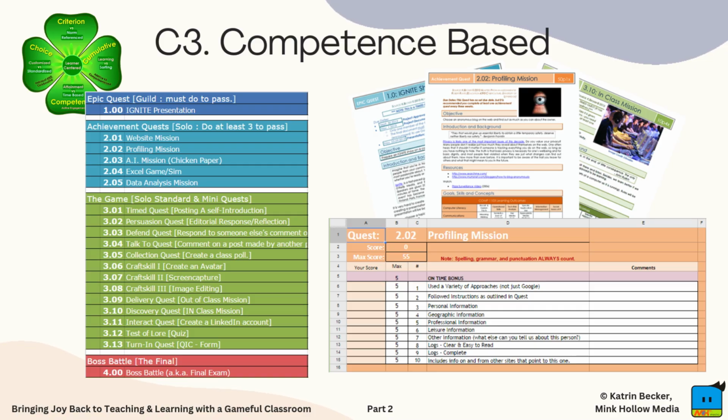On the bottom right-hand side is an example of the kind of requirements that are laid out for a particular kind of assignment. This one is one of my achievement quests. This one I'm calling my profiling mission. And it lays out in general terms what they have to do in order to get the points and how much each of those parts is worth.